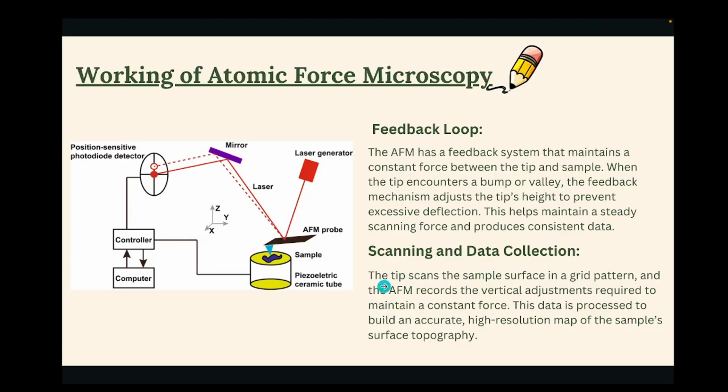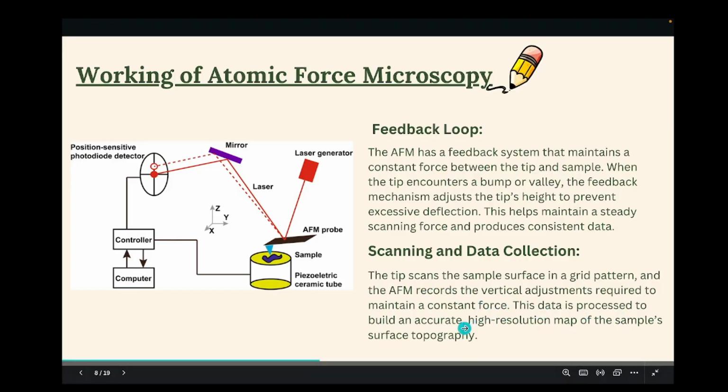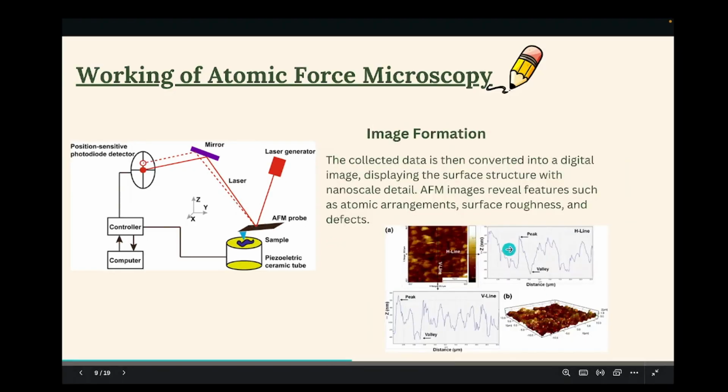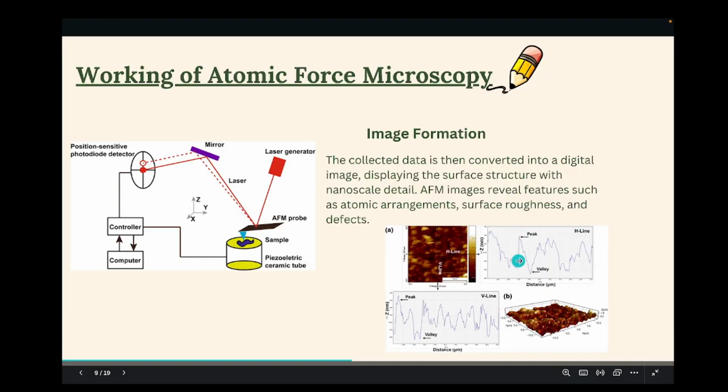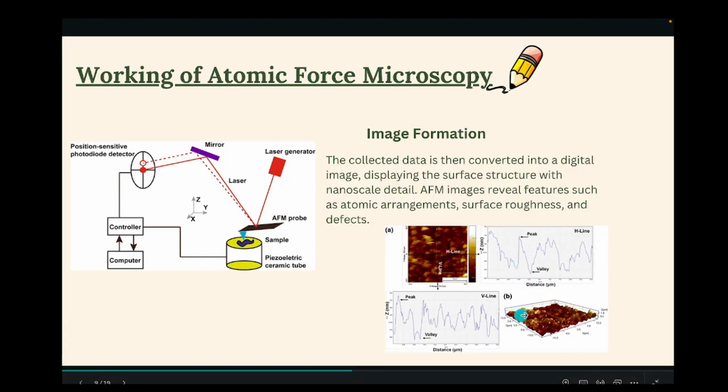Scanning and data collection. The tip scans the surface in a grid pattern, and the AFM records the vertical adjustment required to maintain constant force. This data is processed to build an accurate high resolution map of the sample surface topography. So this is how the image formation takes place. So this yellow thing is the image formation, and these are the graphs. See, this is a 2D graph. Actually we can see the distance between the two hills, like the topography is given.